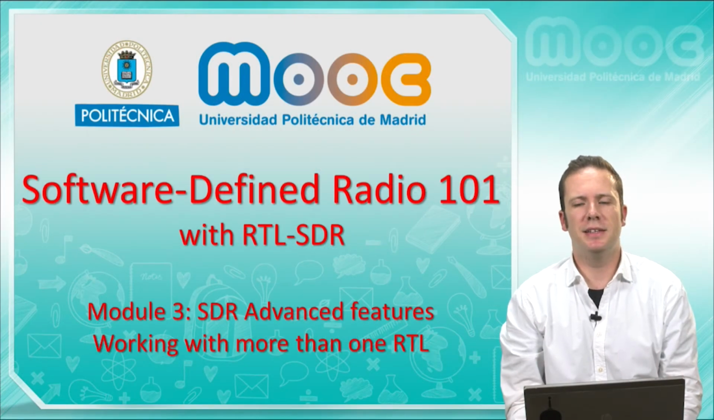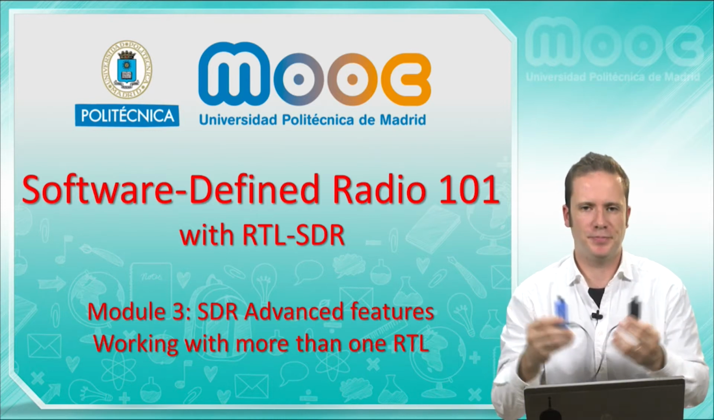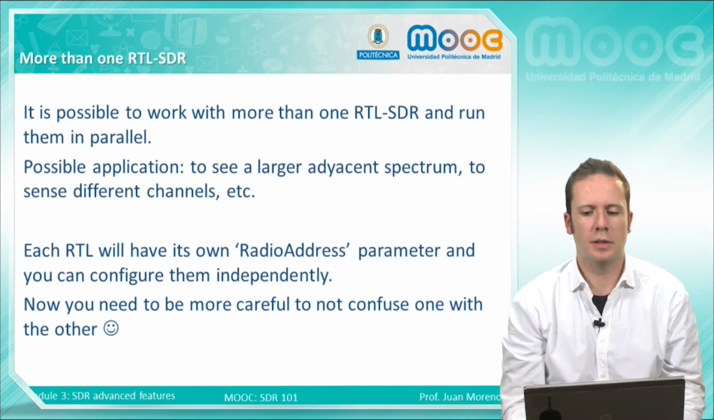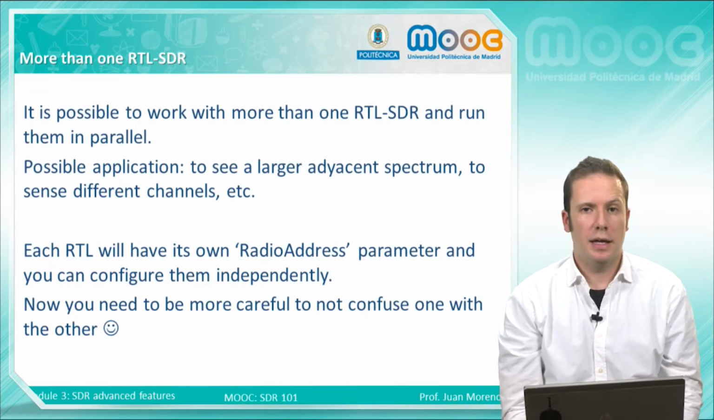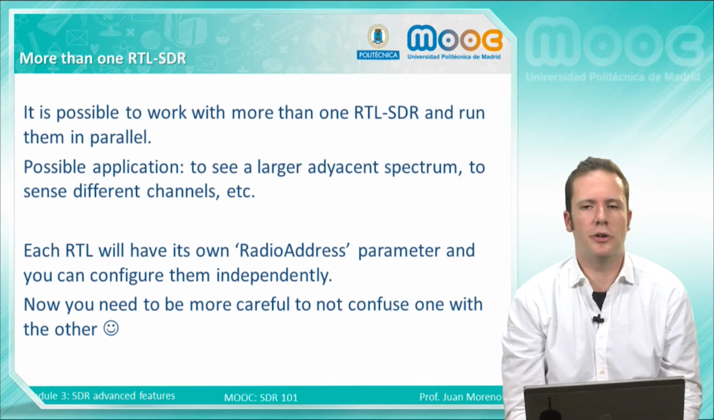Hello. In this video we will see how to work with two RTLs at the same time. In MATLAB and also in different frameworks it's possible to work with more than one RTL at the same time. They will work in parallel. A possible application of this is to see a larger spectrum, adjacent or not, to sense different channels, and so on.